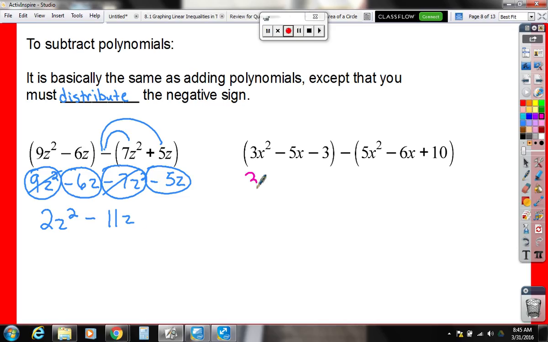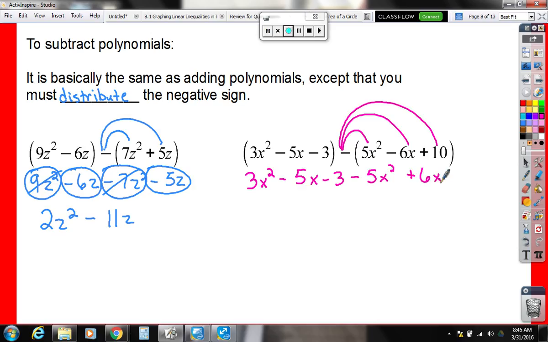First, I'm going to distribute the negative sign, remove the parentheses. So this becomes minus 5x squared. When I have minus a negative 6x, what does that become? Positive. And then minus 10. So essentially, you're just changing all of the signs of whatever's in the parentheses after the negative sign because you are distributing that negative. Okay, what do I do next?